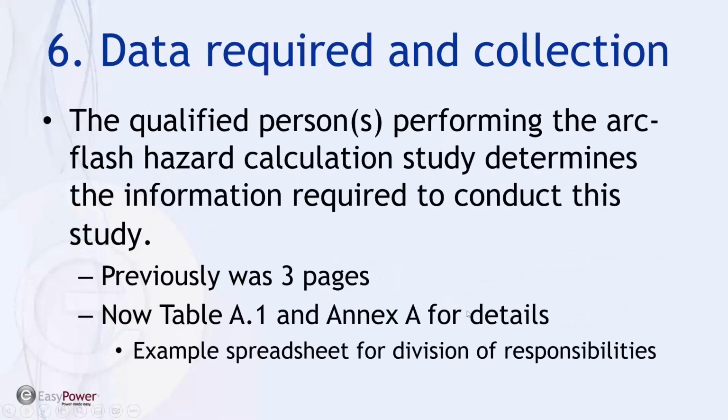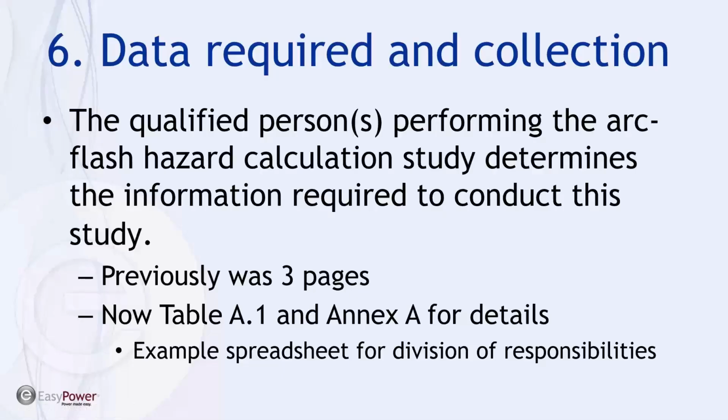Clause 6, when it's describing required data collection, just indicates that a qualified person performing the arc flash calculations should be required to conduct a study. Now, this was previously a 3-page explanation, and now it refers us to Table A1 and Annex A for details. And again, it's an example. We've already looked at A1. It's an example of how the division of labor or division of responsibilities has been specified or detailed and agreed upon before things get started.